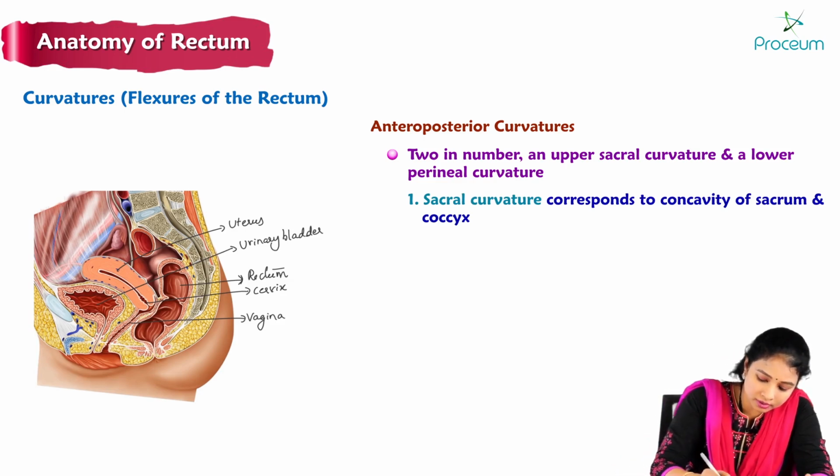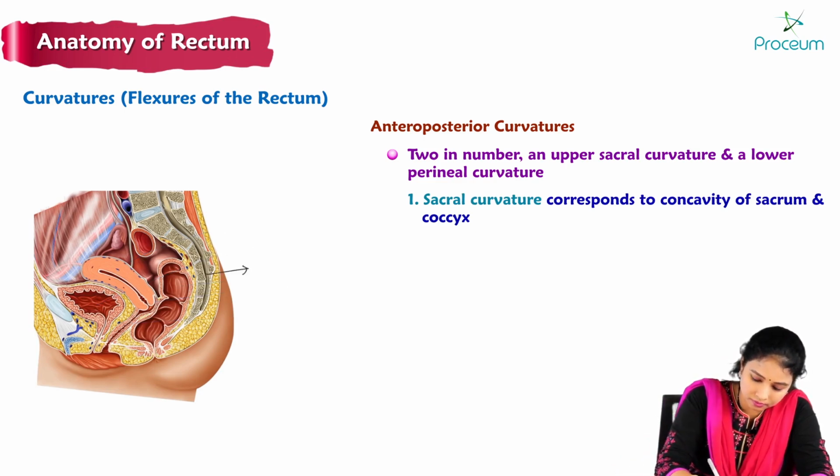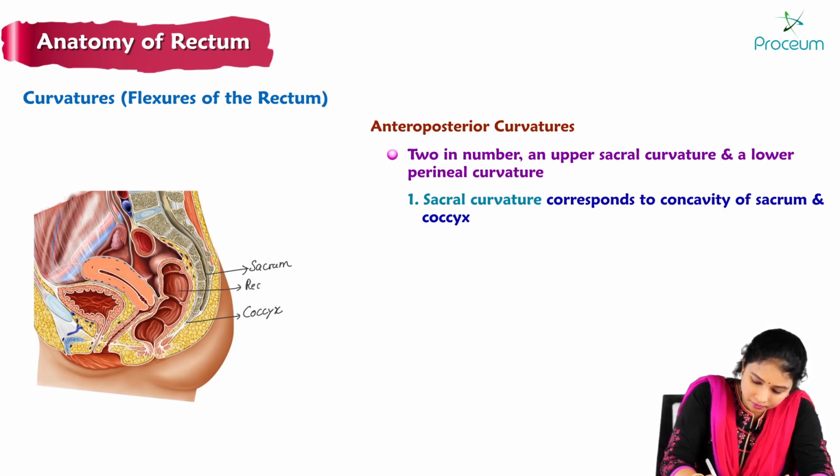So here is the sacrum and coccyx. So the curvature of the rectum along the sacrum and the coccyx is called the sacral curvature.